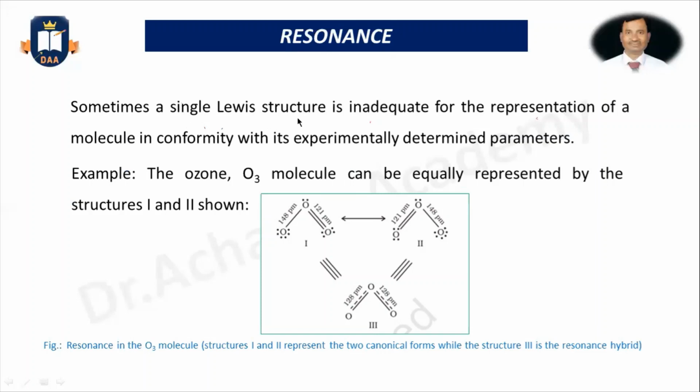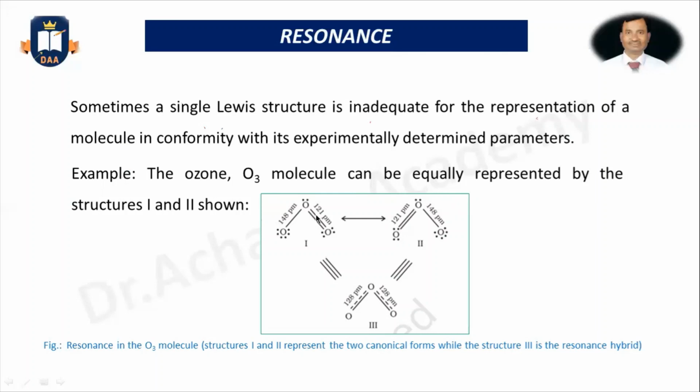Sometimes a single Lewis structure is inadequate for the representation of a molecule in conformity with its experimentally determined parameters. It means that the parameters we determine experimentally are not explained clearly by a single Lewis structure. For example, the ozone molecule can be equally represented by structure 1 and 2. Here you can see structure number 1 and structure number 2.